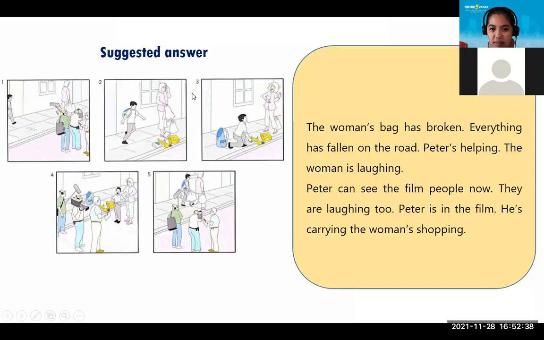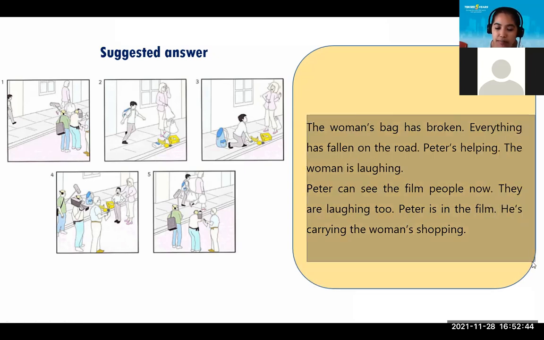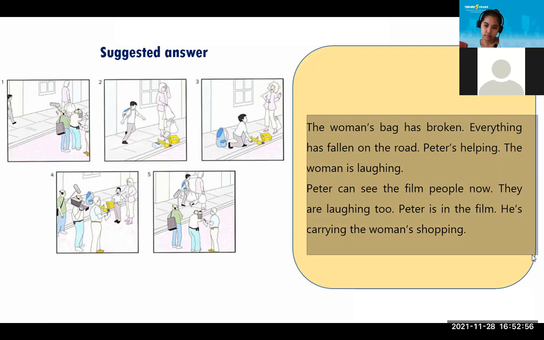Yes. Okay, very good. So here we have the suggested answer. Can you please read this one? The woman's bag has broken. Everything has gone on the ground. Peter is helping the woman. He's loving. Peter can see film people now. They are laughing too. Peter is in the film. He is carrying the woman's shopping.